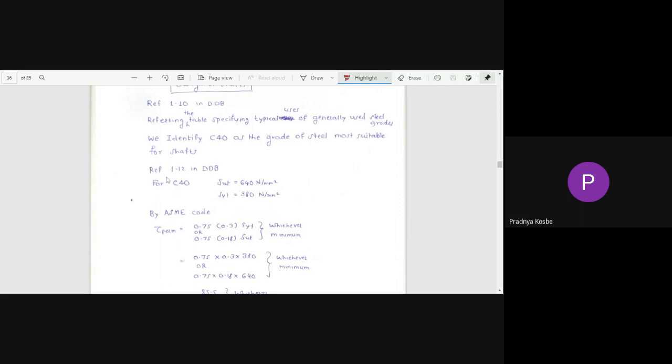So from this table 1.12 of the design data book, for C40, SUT, that is the ultimate tensile strength, is 640 Newton per mm square. SYT, the yield strength, is equal to 380 Newton per mm square. Now we have already studied the design of a shaft, that we design a shaft using the ASME code.